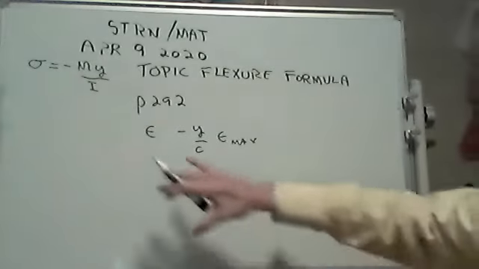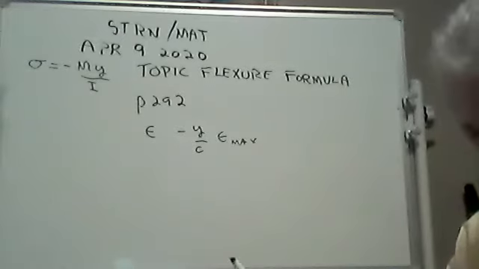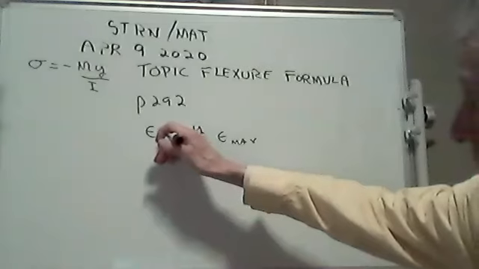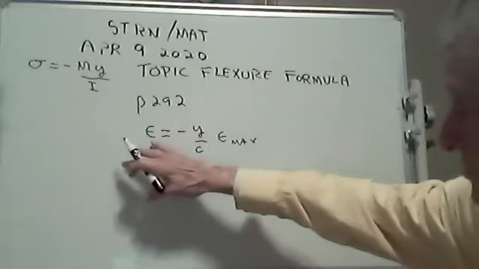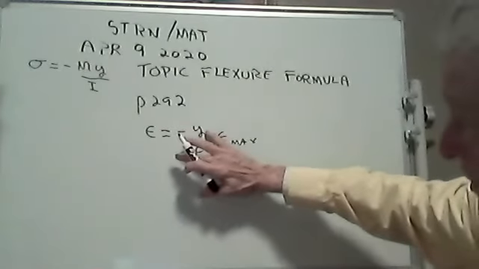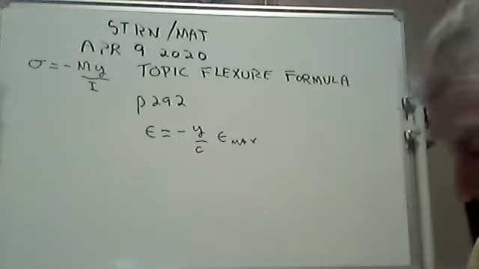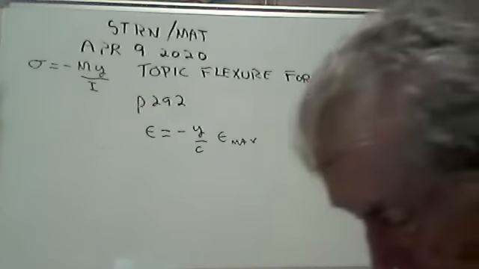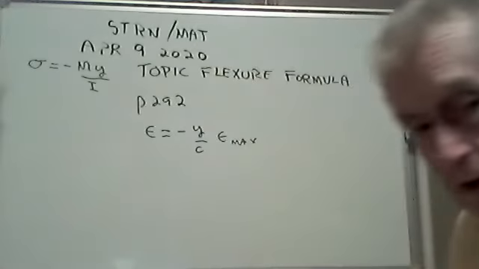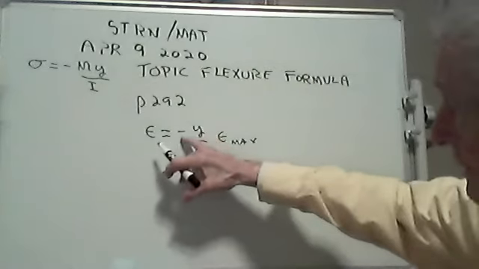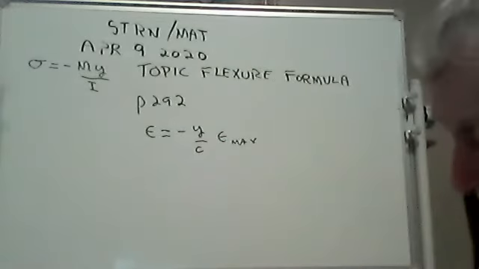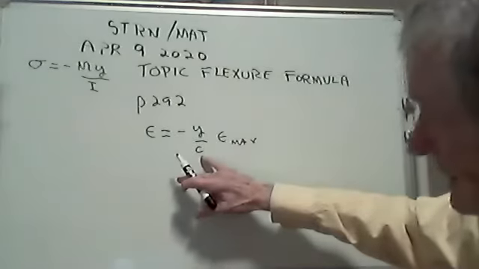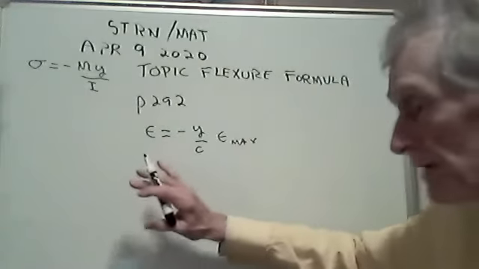And again, you know what strain is. That's like you're stretching or compressing. There's supposed to be an equal sign here. There we go. This is normal strain. And see, if y is positive, then you'll get a negative normal strain, which means it's compressive. And if y is negative, you got a negative, negative, you get a positive normal strain, which is tension.